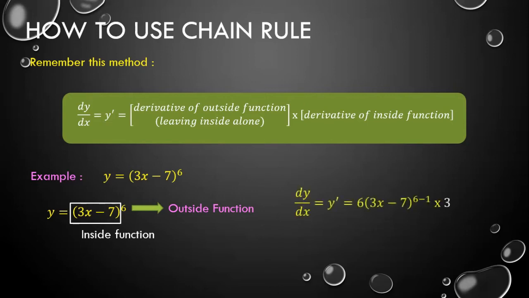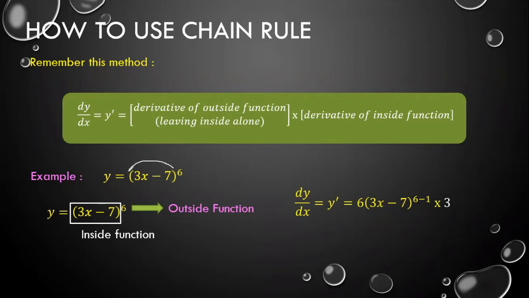Okay, so dy over dx or y prime equals 6 times (3x minus 7) to the power of 6 minus 1, times 3. Okay, students, I want to explain this step by step, how to find the derivative by using the chain rule. Do you remember the technique? Yes, this is the technique.